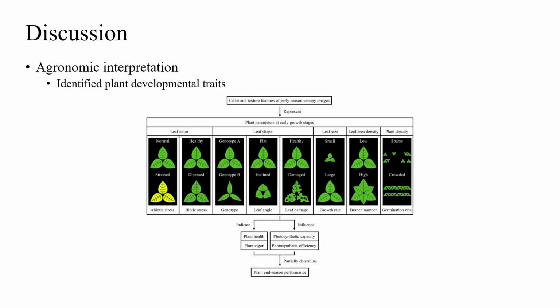As a final summary, the color and texture indices derived from early season canopy images are hypothesized to represent various intertwined plant developmental characteristics, such as leaf color, leaf shape, leaf angle, branch angle, leaf size, plant growth rate, leaf area density, stem number, branch number, germination rate, etc. These characteristics, in turn, indicate plant vigor, plant health, plant drought resistance, plant photosynthetic efficiency, plant photosynthetic capacity, etc. at early growth stages, which ultimately impact end-season plant performance.